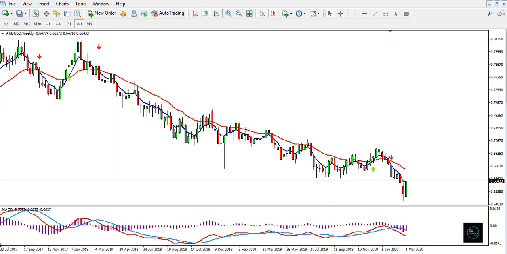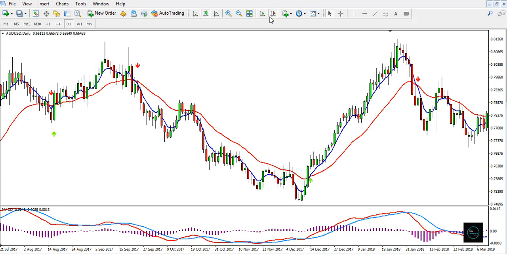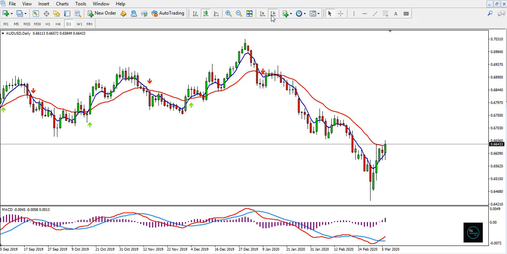So if we have a quick look on the Australian dollar USD currency pair, you can see the same thing as the New Zealand is happening here. So you are going to have to look for opportunities to go to the upside. You can see here that we have the golden cross on the MACD, and we are waiting for the golden cross on the EMAs, and this is what you are waiting for to get into this trade to the upside.